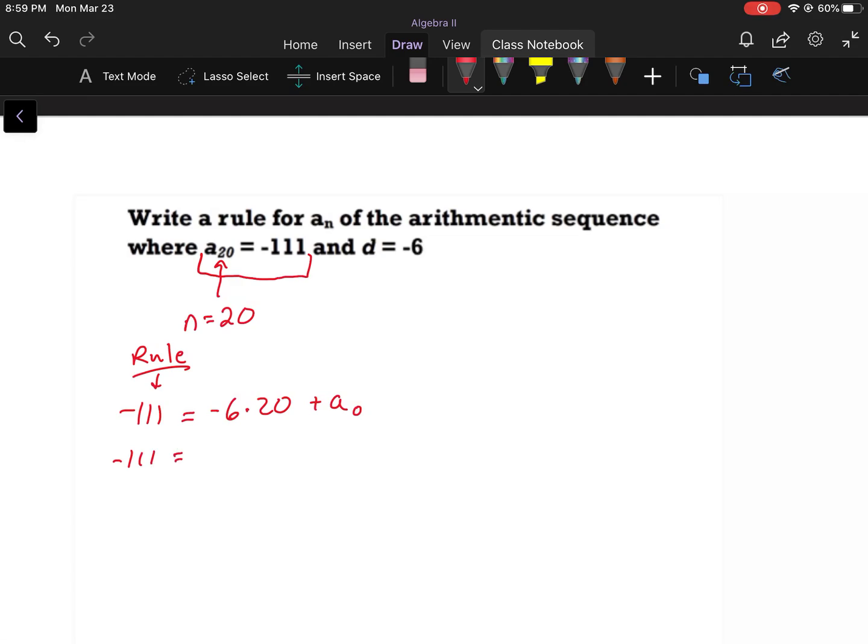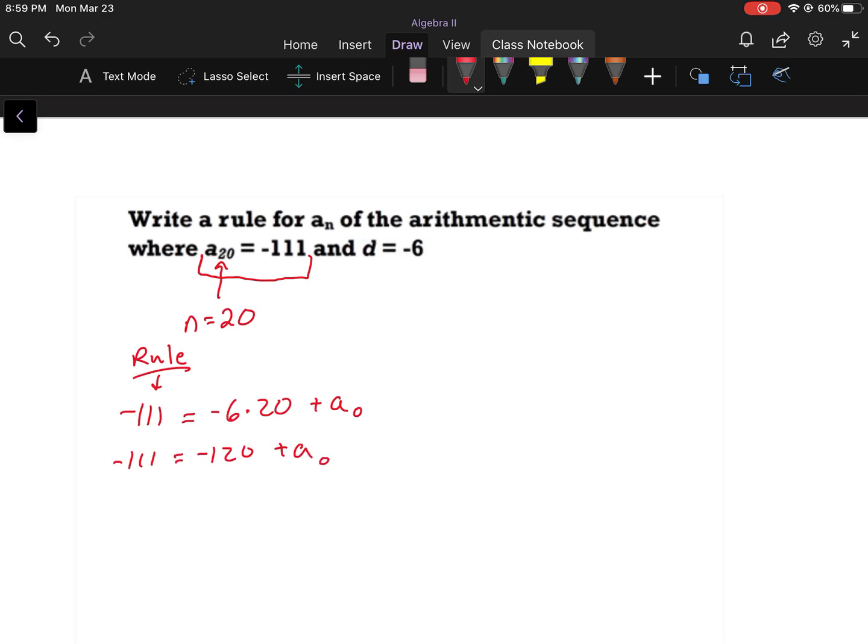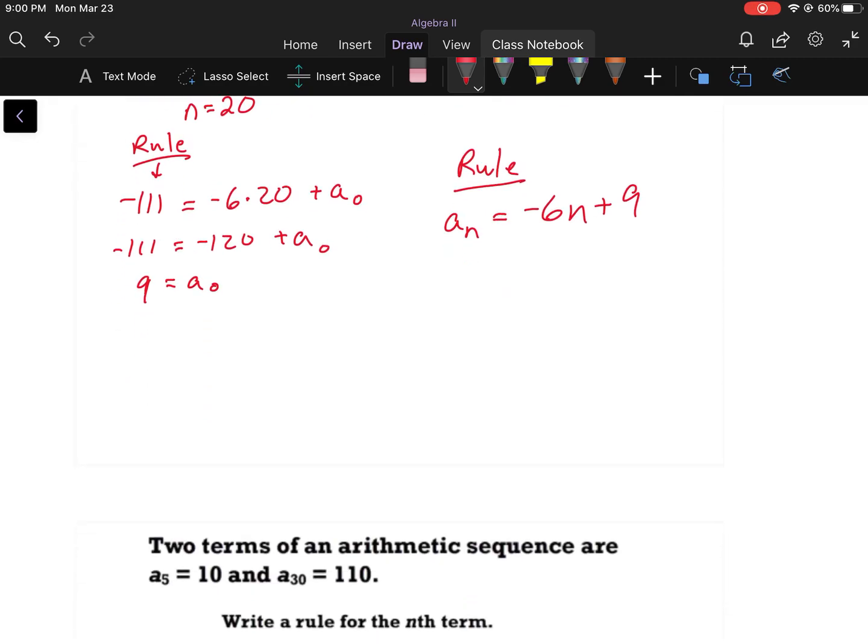So now it's just kind of plugging values in and solving for the unknown. So add that and I get, 9? Make that a little bit more pronounced. So then the overall rule for any specific term would be negative 6n plus 9. And if you want to check that out, put in a 20. 20 times negative 6 is negative 120, plus 9 is negative 111.